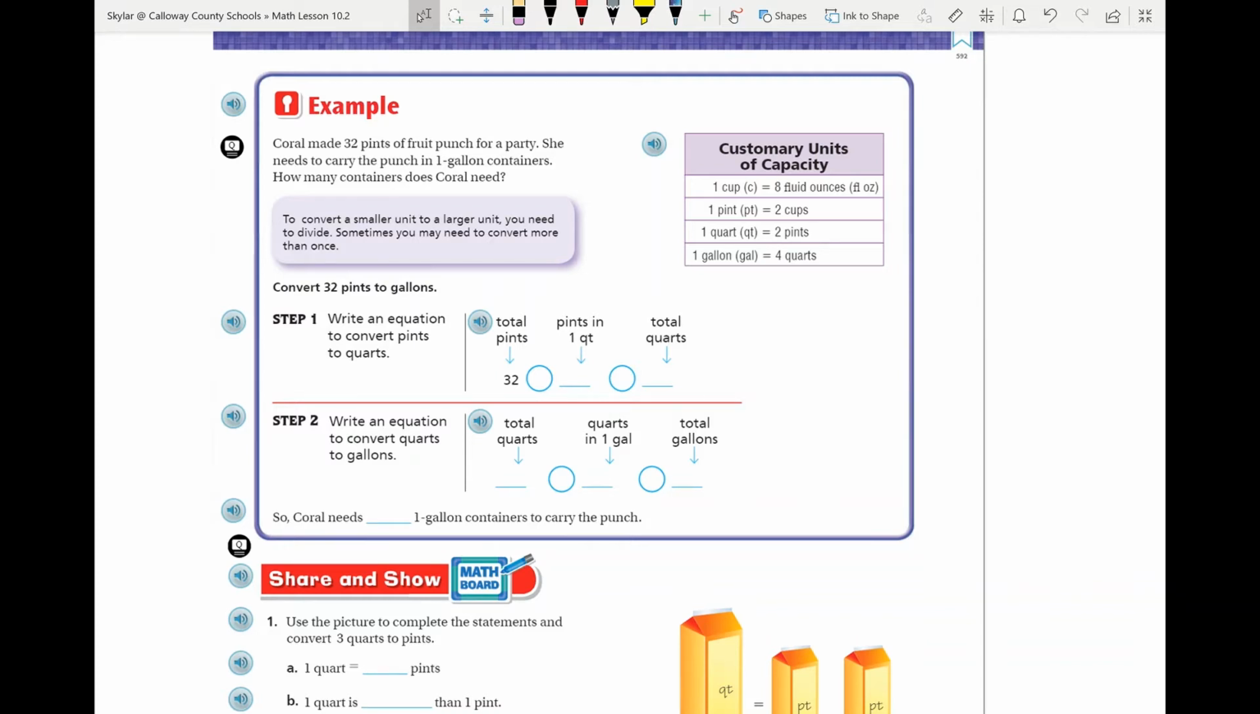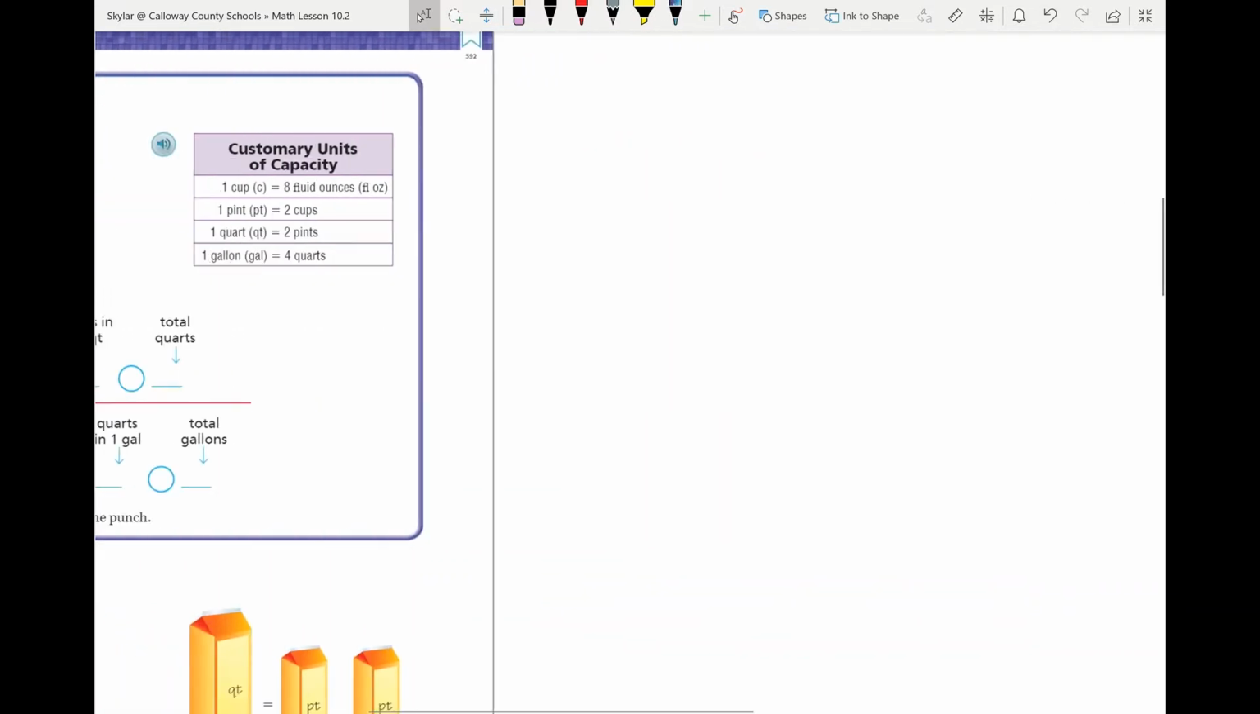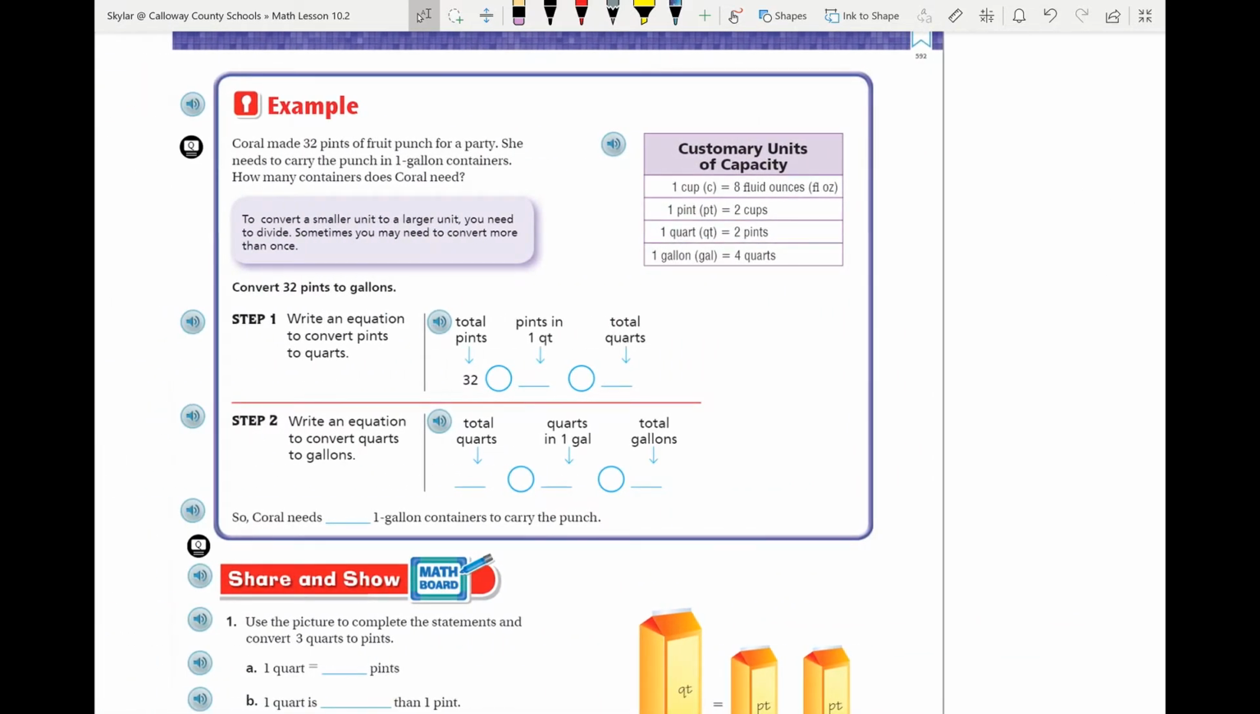So here's how we can do that. To convert pints to gallons, well, first, let's change it to quarts, because quarts is the next biggest unit. And we can look at King Gallon to get a reminder of that. So we have 32 pints. We can't just go straight from pints to gallon. We don't know that, but we do know that pint to quart is 2 pints. Since we're getting to a bigger unit, we can divide. We've got 16 quarts.